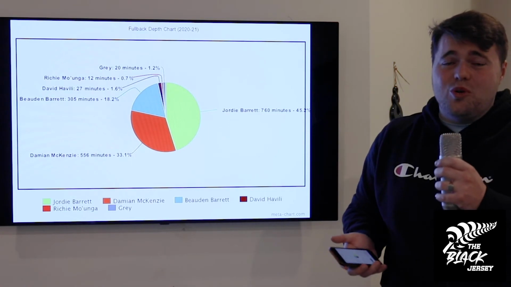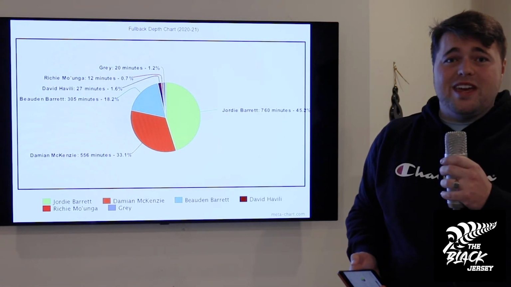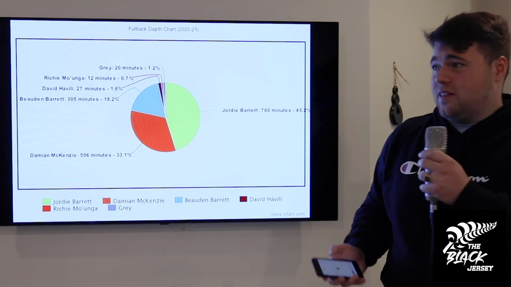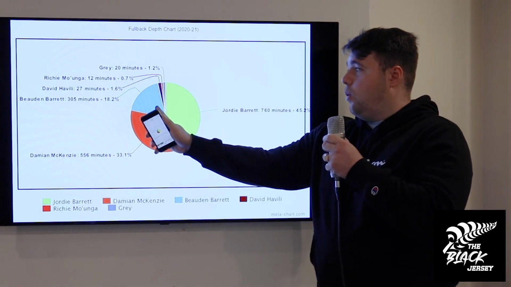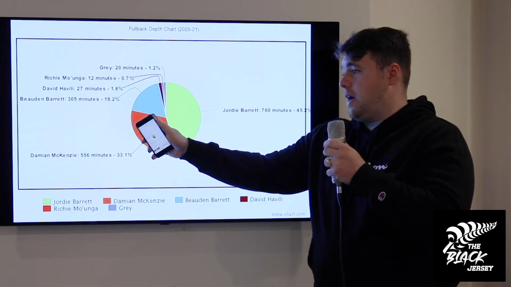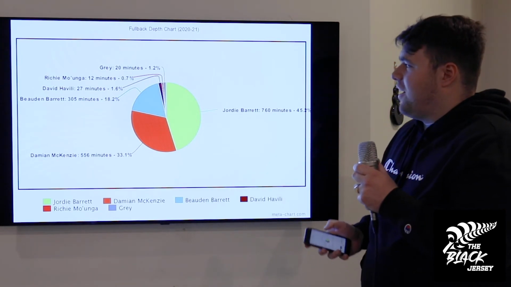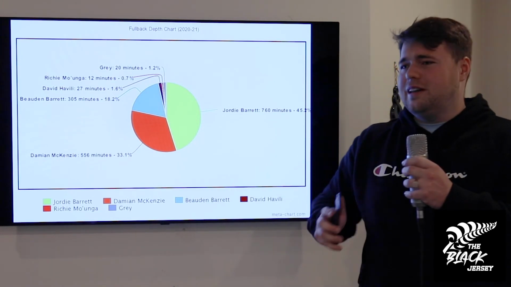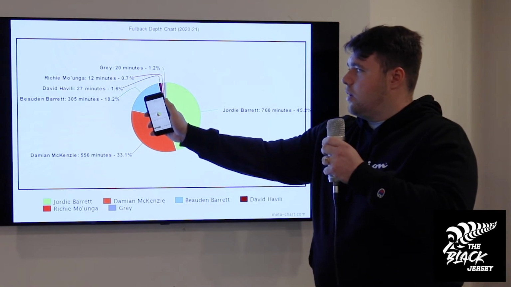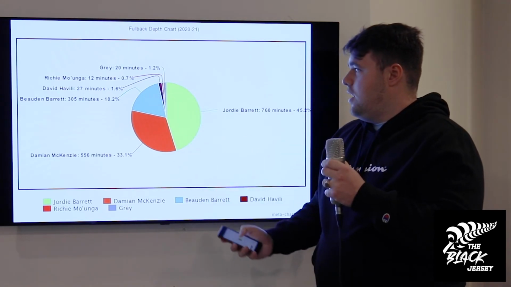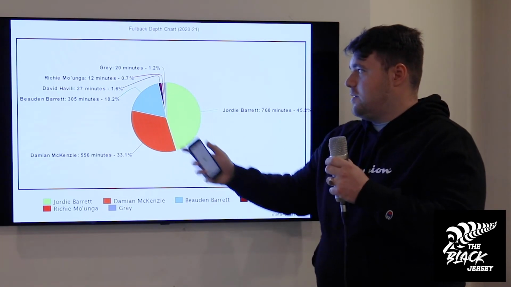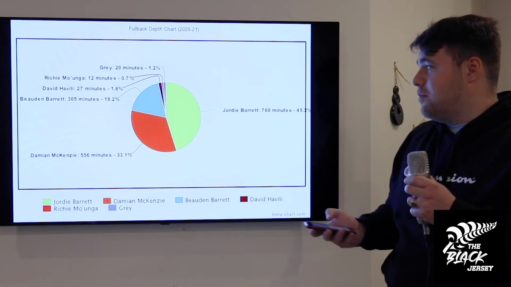That could potentially go grey as well, considering what the outside back depth is like in this country. Jordie Barrett played all 305 of his minutes at fullback in 2020. I kind of wanted to put that in the grey, but I'm like, nah. As you can see, Havili and Mo'unga have played a few minutes there off the bench, and Jordie Barrett's 20-minute red card takes up 1.2% of the minutes.